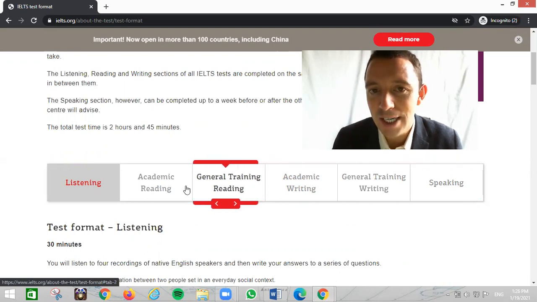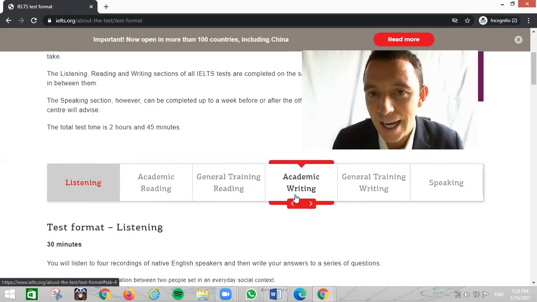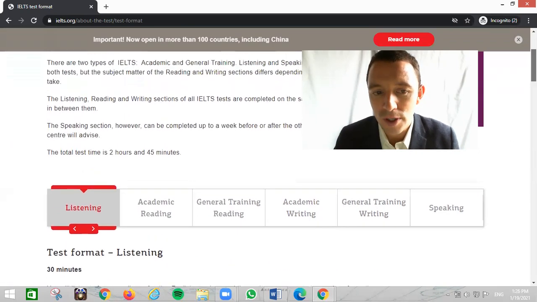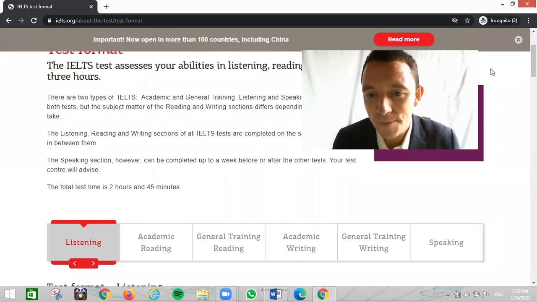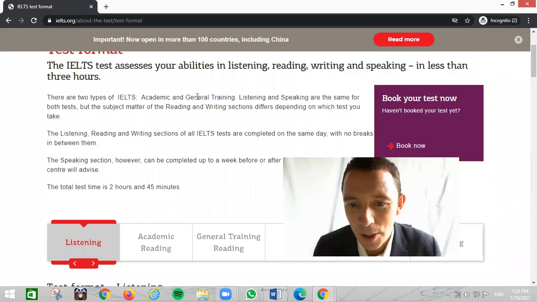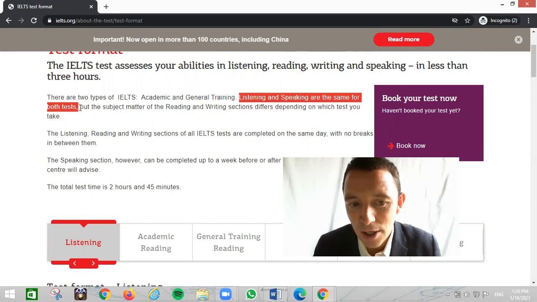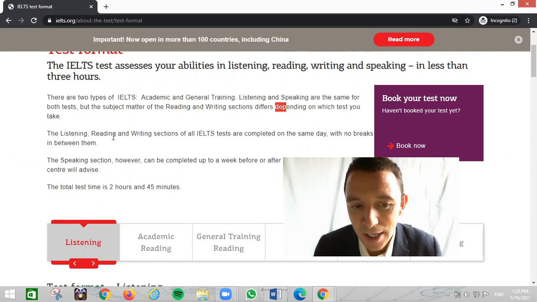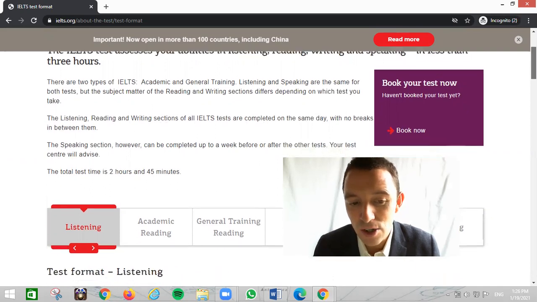The difference is the reading. You have academic reading and general training reading, and the difference is the writing, academic writing and general training writing, okay? So if we just read the introduction so we're clear, it says there are two types, okay, we know that. So listening and speaking are the same for both tests, but the subject matter, so the material of the reading and writing sections, are different. So it's the verb to differ, depending on which test you take. Okay, that's no problem.